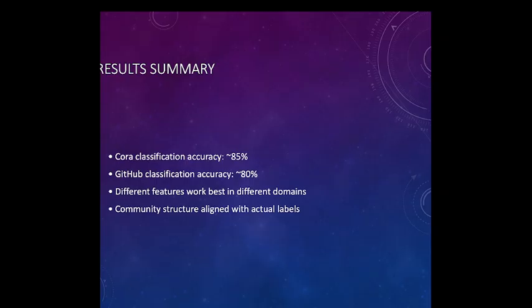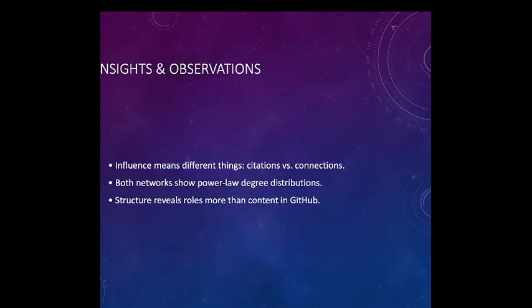For Cora, we achieved about 85% accuracy using text features. For GitHub, we got about 80% accuracy using only graph features, no text at all. One major insight was that in GitHub, a developer's position in the network strongly reflects their technical role. We observed that influence means different things in different networks.